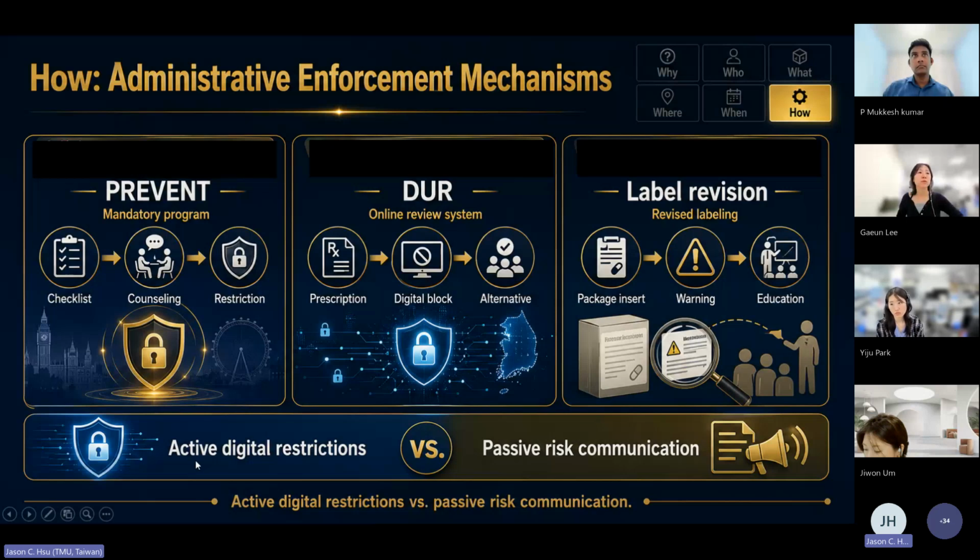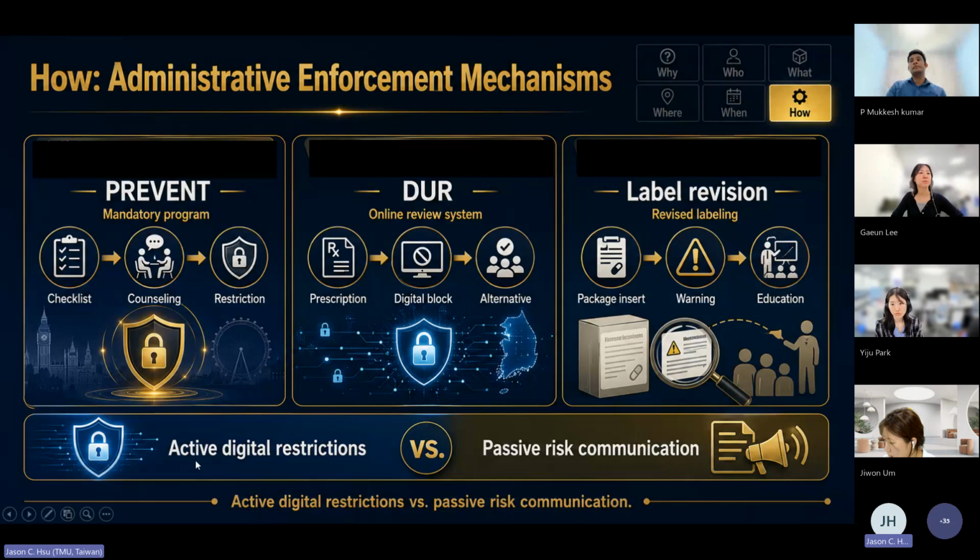Like some countries use a highly stringent mandatory program where clinicians must physically complete checklists, hold face-to-face consultations, and sign annual risk acknowledgement forms. This acts as a physical gatekeeper. Okay, and other countries use a more powerful nationwide DUR, the Drug Utilization Review electronic system. At the moment a physician tries to prescribe Fabric, a digital pop-up block instantly locks the screen, forcing the doctor to reconsider and select alternative medications.